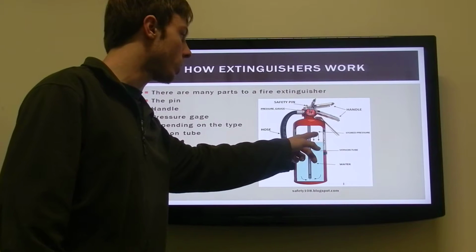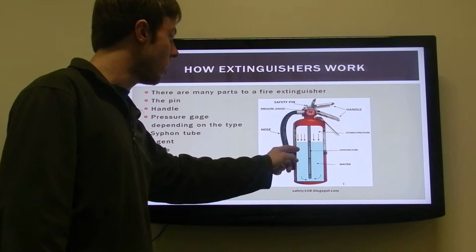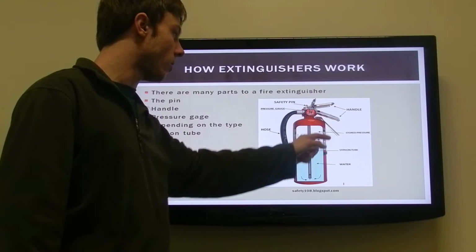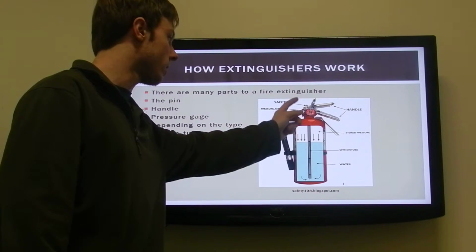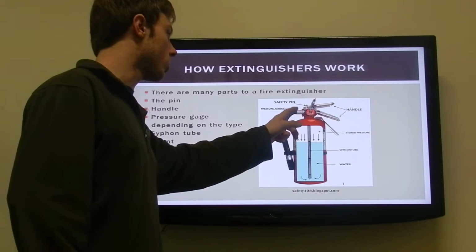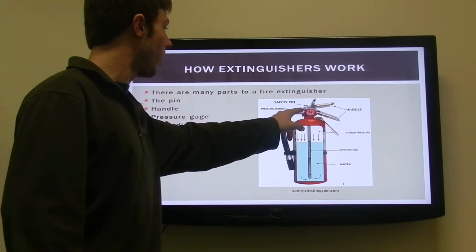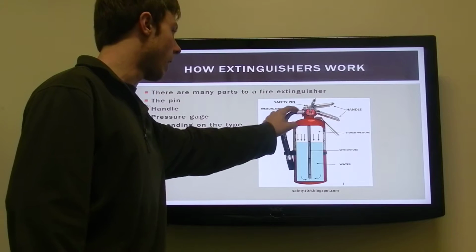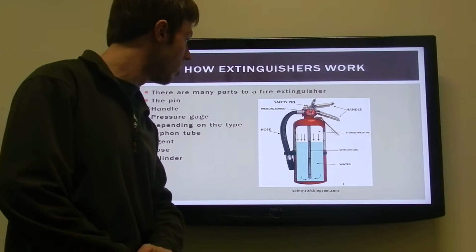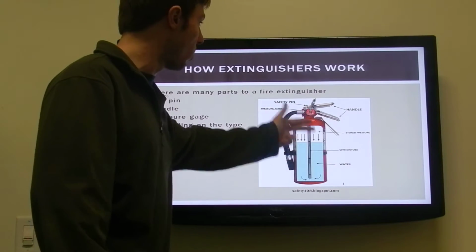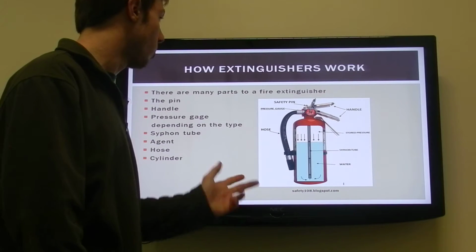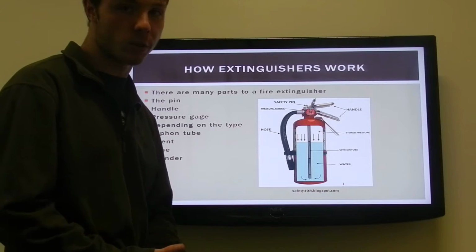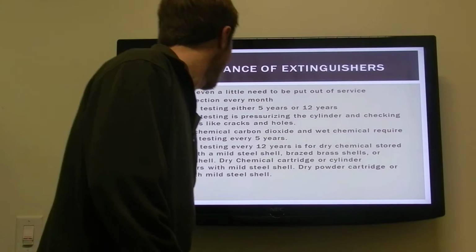Basically the stored pressure is here, the agent is here, and once you pull the handle, it depressurizes it, making the agent come out the siphon tube, up past the washer, and then out the hose and out the nozzle. And the whole cylinder part, these are the basics of how a fire extinguisher works. Okay.